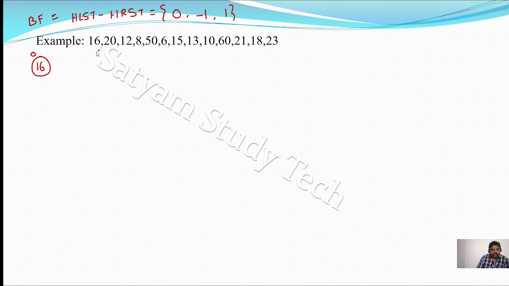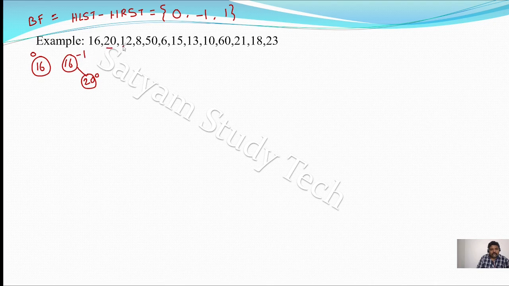Now you can add 20. Where can you add 20? Here you compare with 16. 20 is the maximum, so we have to add 20 on the right because of the BST. The balance factor of 20 is 0. The balance factor of 16 is minus 1, because the left subtree is 0 and the right subtree is 1, so 0 minus 1 is minus 1.